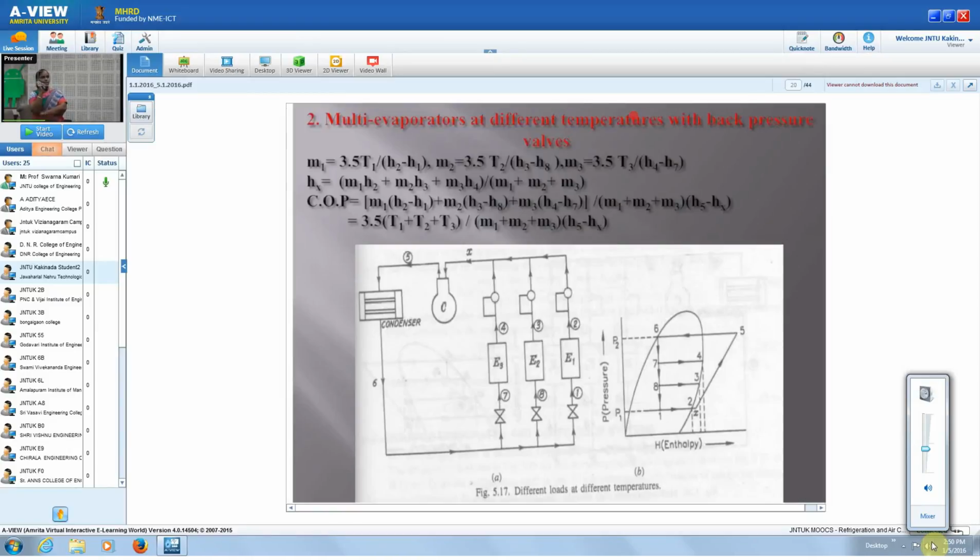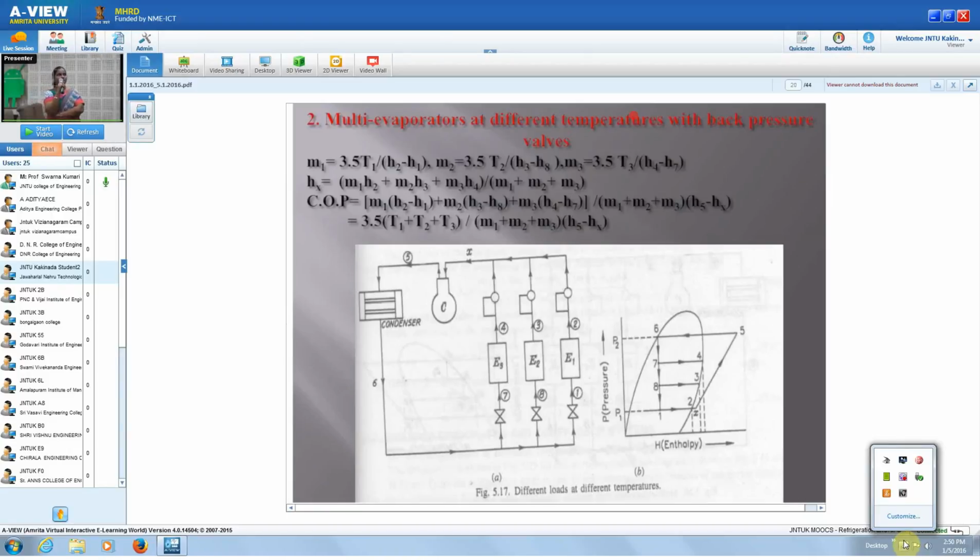Next. This is the multi-evaporator system at different temperatures and with different expansion valves. There is a single compressor and condenser, but 3 evaporators are required at different temperatures. For this, 3 expansion valves are connected, and above them we can see back pressure valves, also called pressure reducing valves.